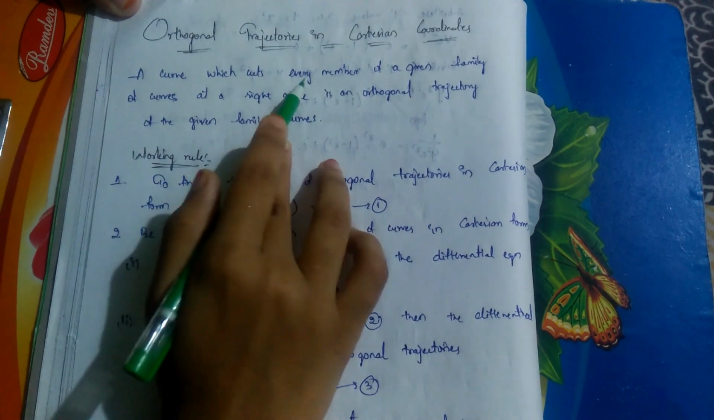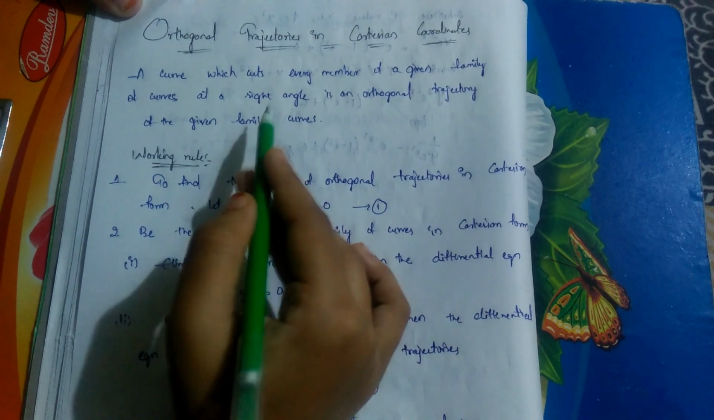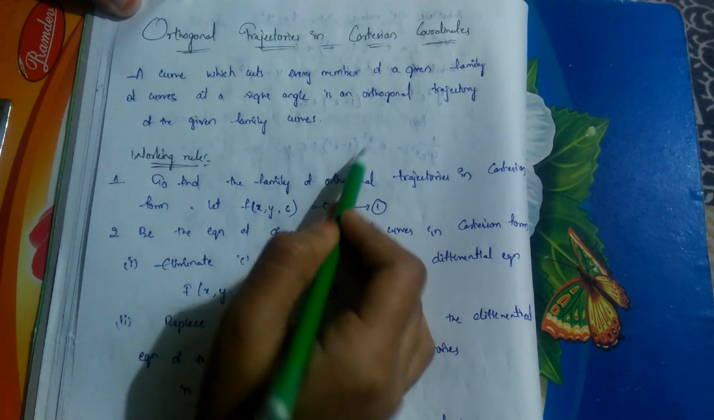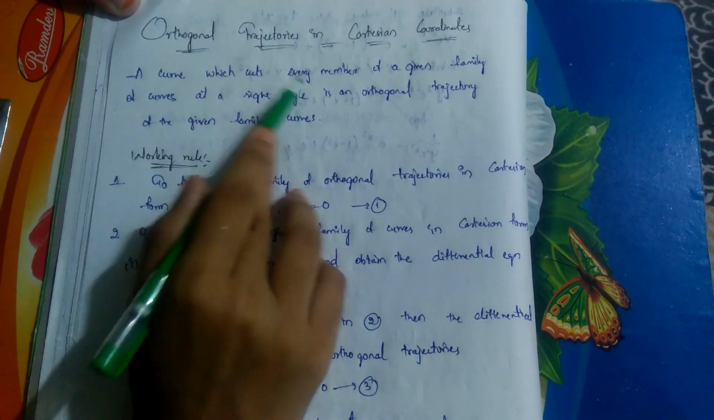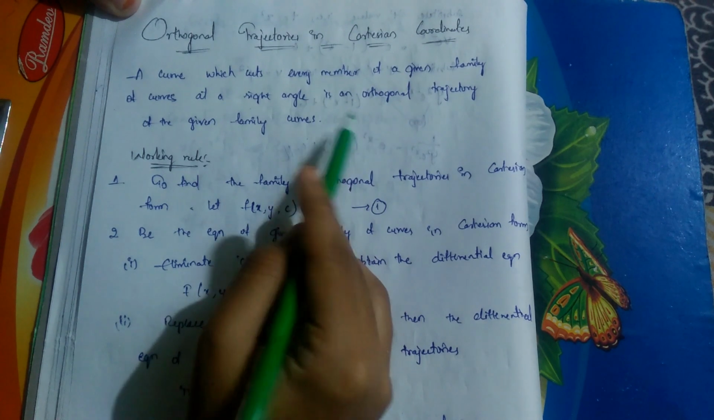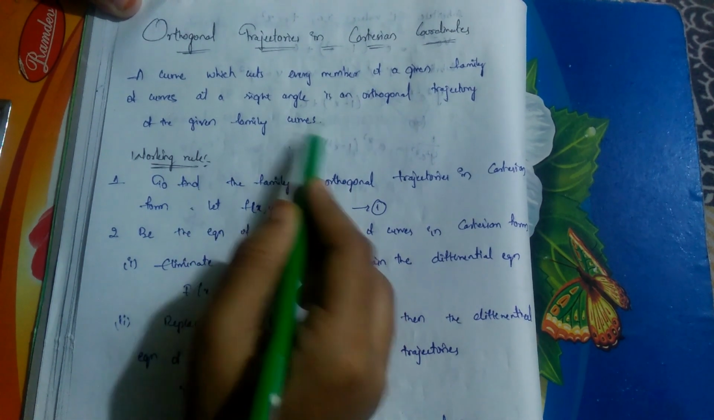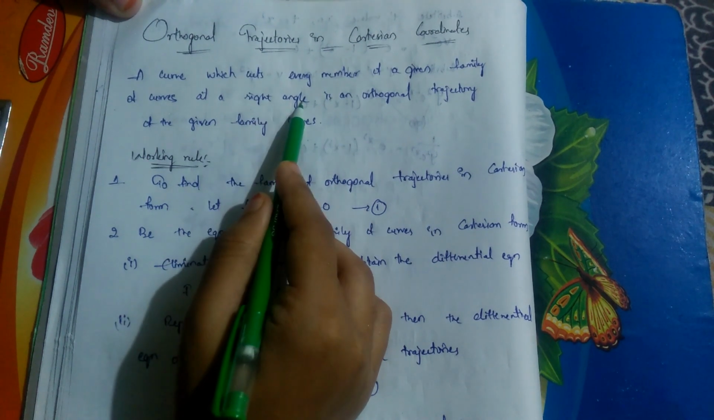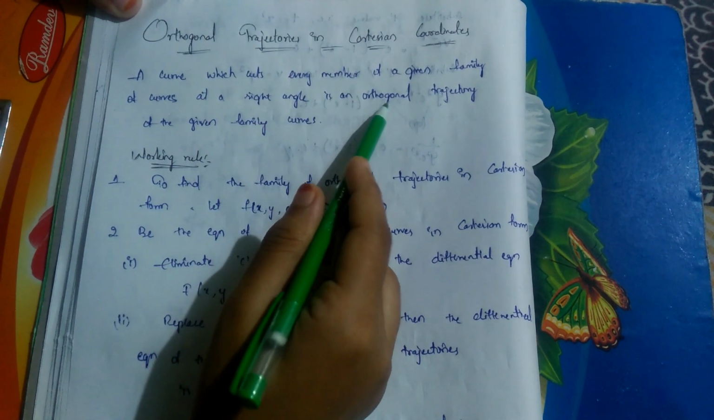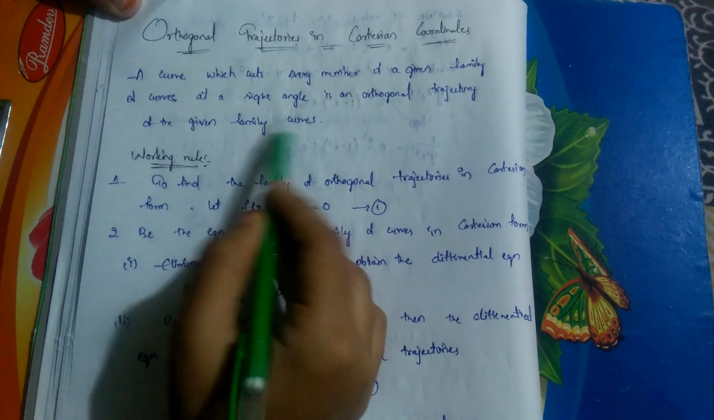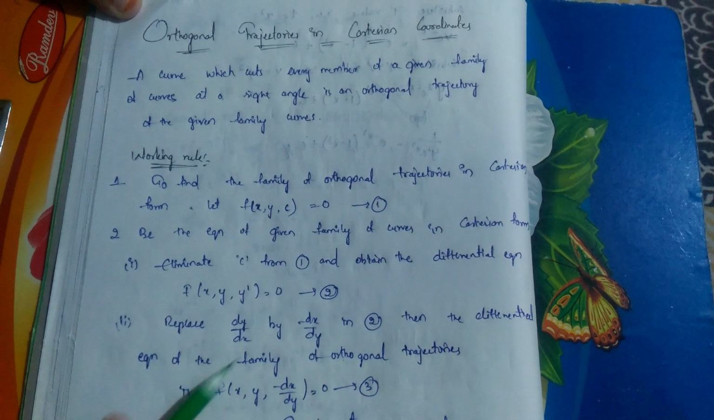So the curve which cuts every member of a given family of curves, one family of curves, and the other curve which cuts every member at a right angle, the curve which is cutting the family of curves at a right angle is called an orthogonal trajectory of the given family of curves. Let's see the working rule of this.